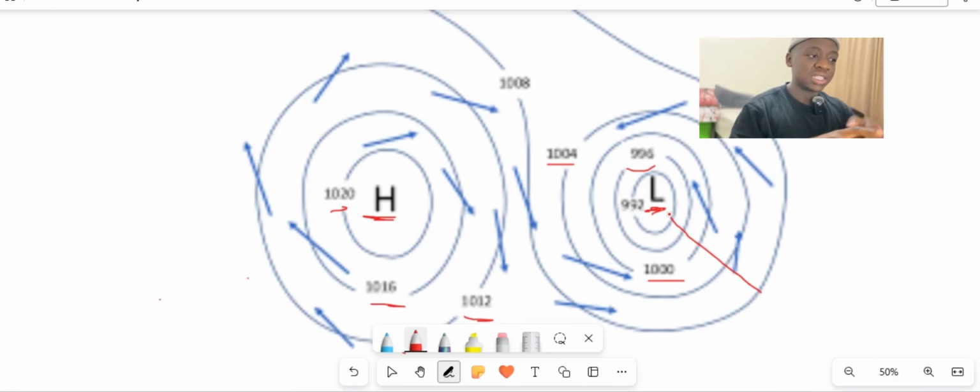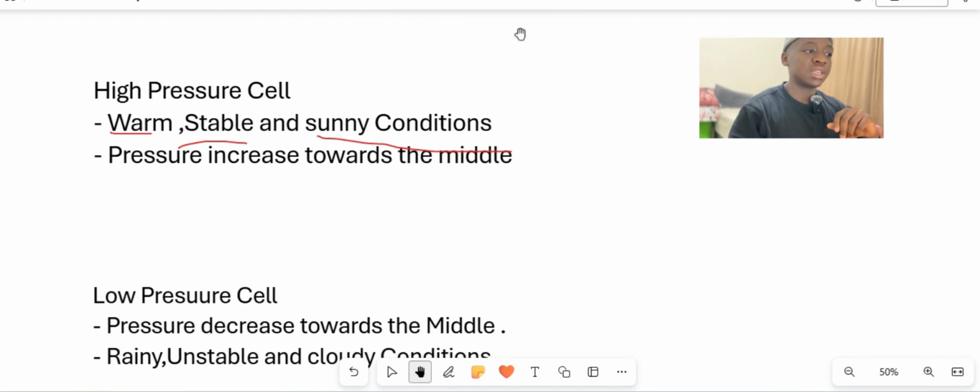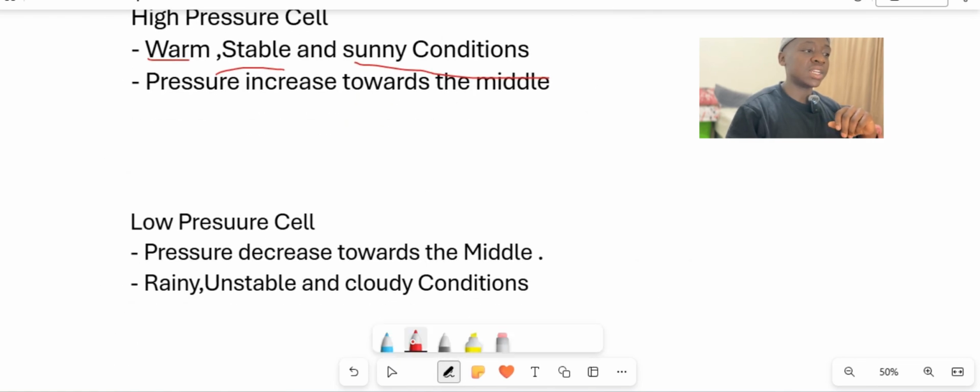So in a low pressure system or in a low pressure cell, you can say and indicate that the pressure decreases towards the middle. Yes. That's what you should note about the low pressure cell.